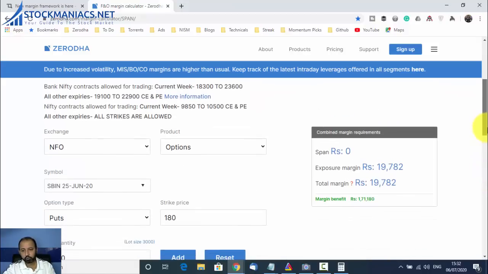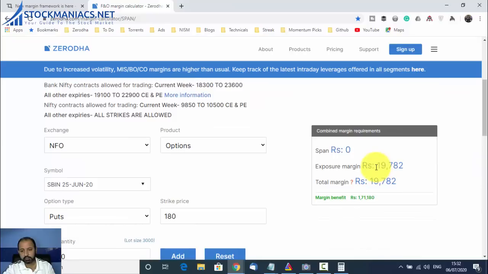And if we buy a put option, if we hedge the position, so the total margin is coming to 19,782. So previously it was 1,90,000 and now it is 19,000. So it is just 1/10 of the total margin required. So if you hedge the position, you are getting a margin benefit of rupees 1,71,180. So that is huge.